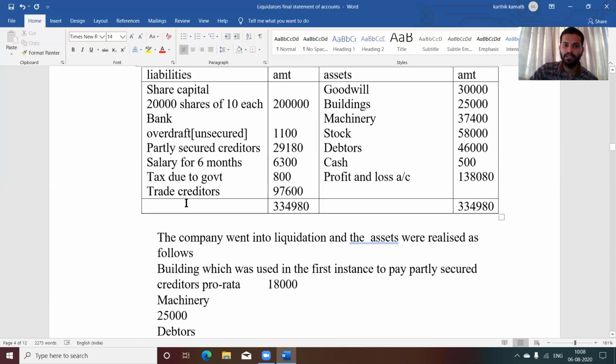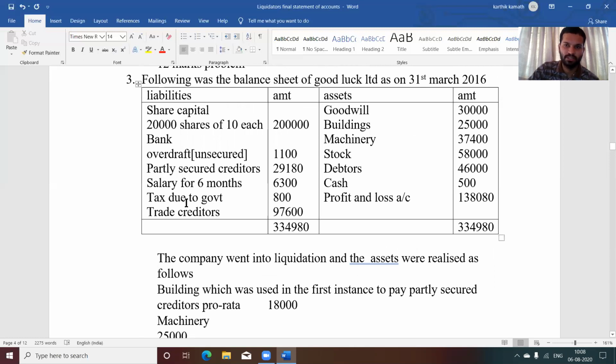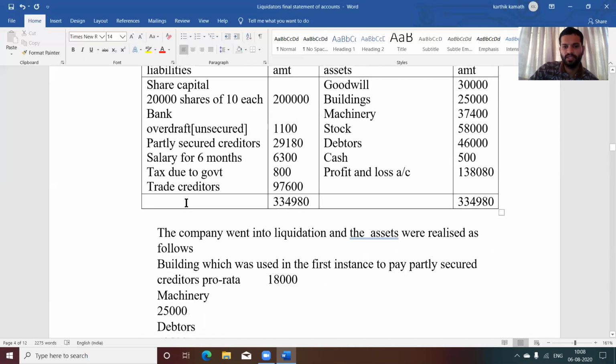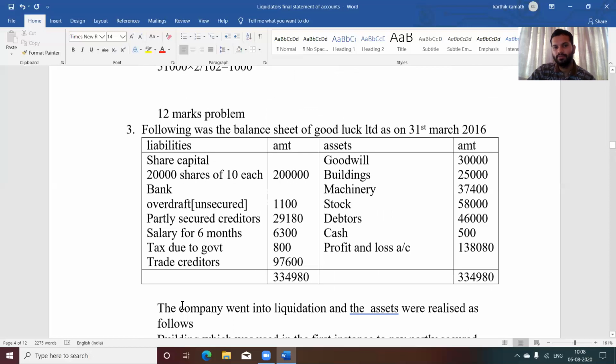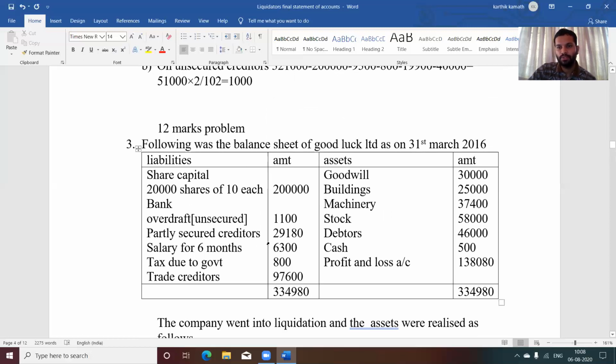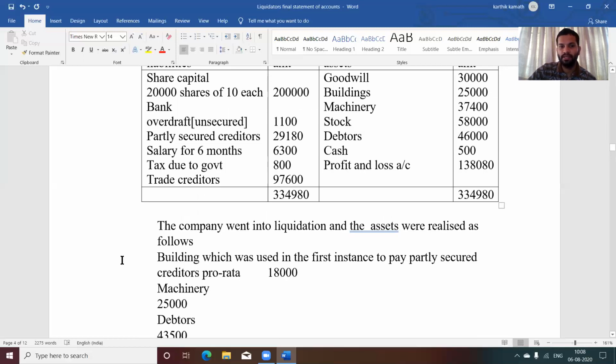So first thing you need to see here is that unsecured creditor information is not given in this question. So here there is a mixture of preferential creditor as well as unsecured creditor, so first you need to bifurcate between those two. So the first working note you have to do is calculation of preferential creditor as well as unsecured creditor. Bank overdraft is specifically given in the problem as unsecured creditor, so just write it under the column unsecured creditor, 1,100. Partly secured creditor: if you see the liability side, they have given 29,180 as partly secured creditor, but there is an adjustment of building. Building was used in the first instance to pay the partly secured creditor on pro rata, that is 18,000.